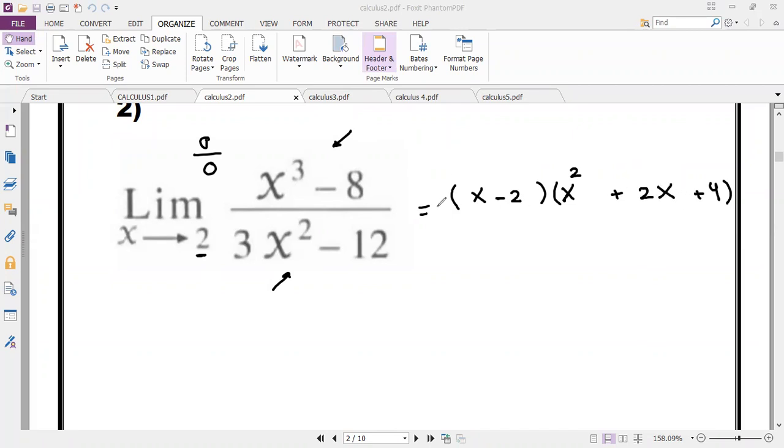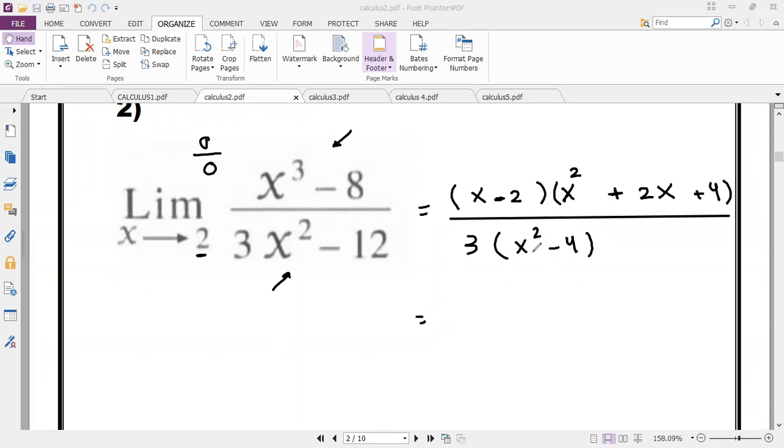Okay, once again, what I did, I factorized x cubed minus 8: the cubic root of the first and the cubic root of the second, then square the first, which is x, square the second, which is 4, and change the sign between them, make it positive because it's negative here, and multiply x times 2, all divided by 3x squared minus 12. 3x squared minus 12, but we can take 3 as a factor, so you are left with x squared minus 4.